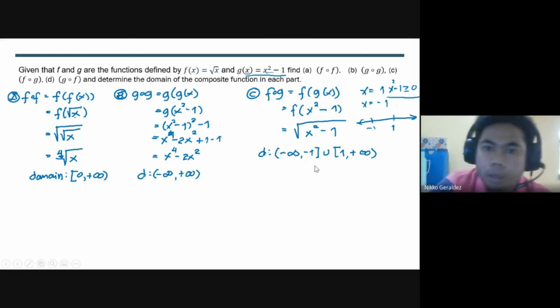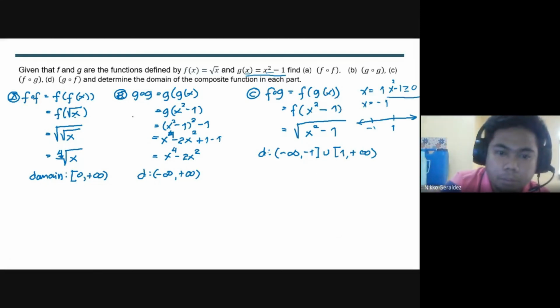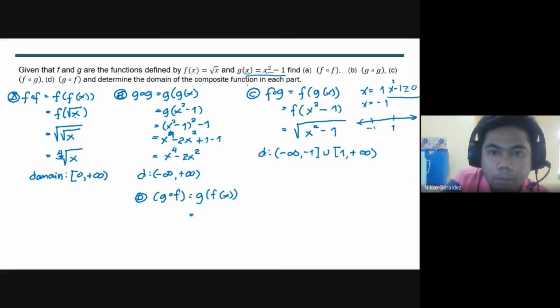So, the last, letter D. We have g composed of f, or g of f of x. So f of x is square root of x. So g of square root of x. So that is g of x, x squared. So square root of x, squared, minus 1. No, square root of x squared, so that is x minus 1.